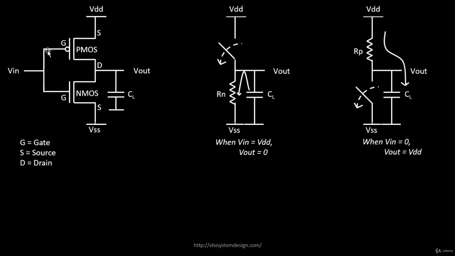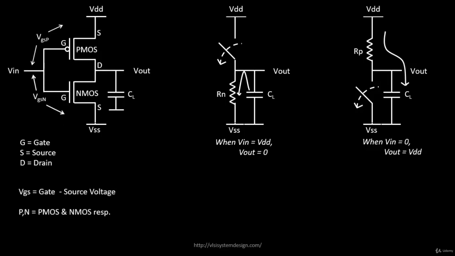For example, this is called VGS, this is also called VGS, but just to differentiate between PMOS and NMOS, let's call this one VGSP and this one VGSN. P represents PMOS and N represents NMOS. VGS is your gate to source voltage. Just for representation, we are using two different naming conventions. The meaning of both is the same, but one is from the NMOS perspective and one is from the PMOS perspective.